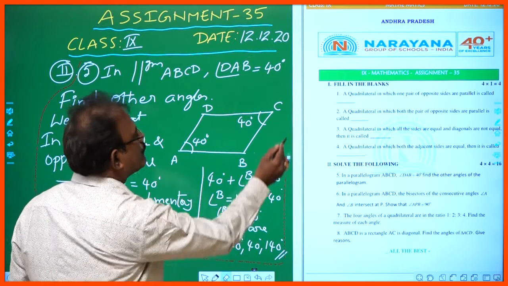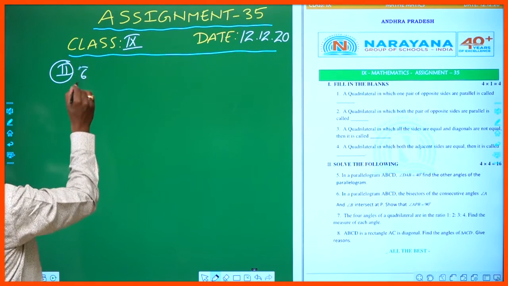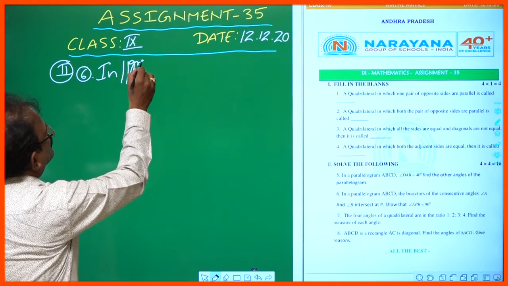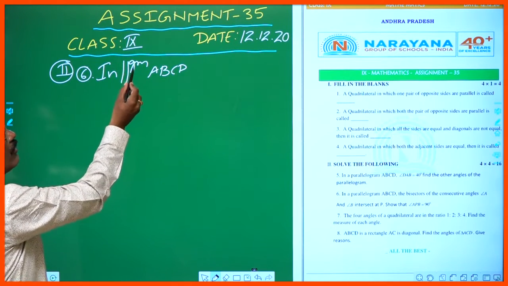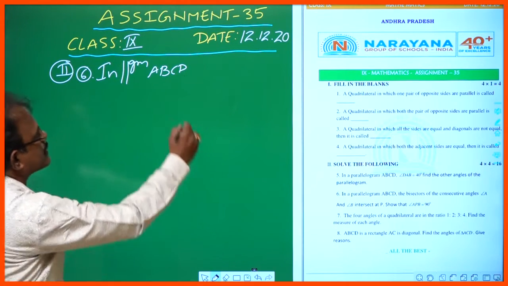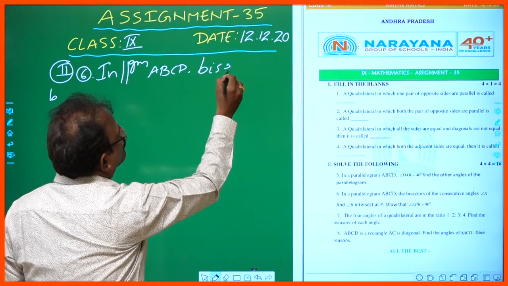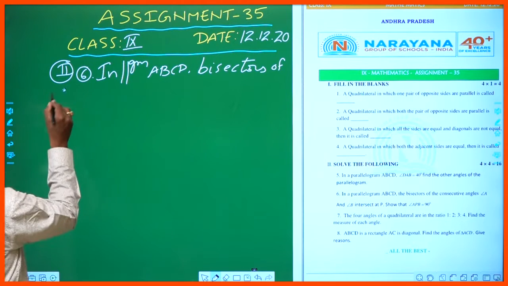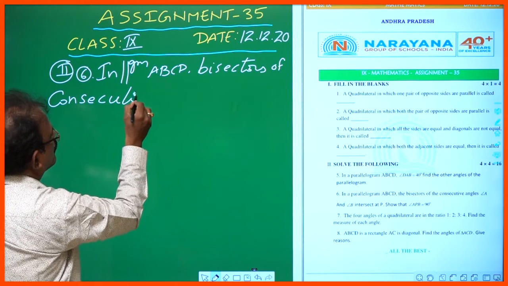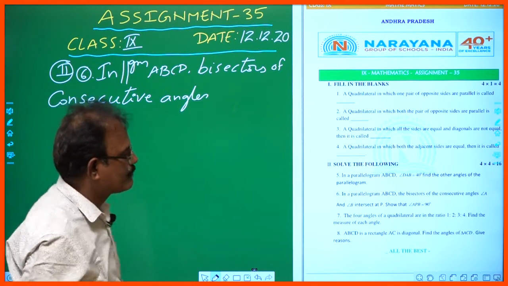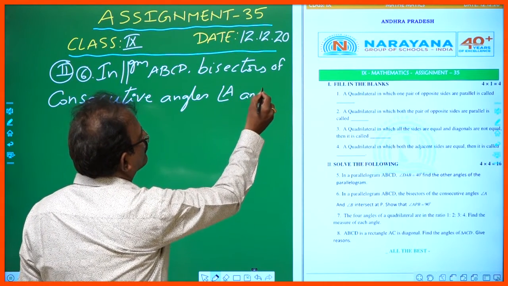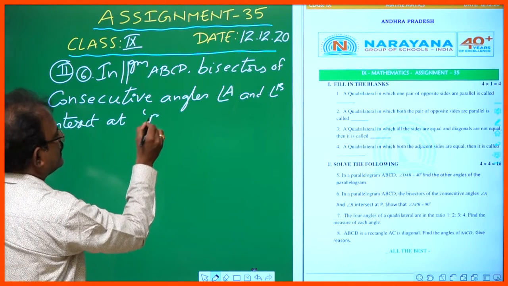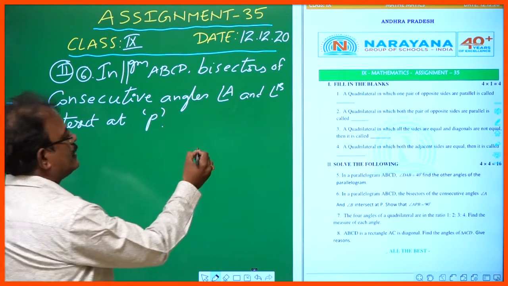question number 6. In a parallelogram ABCD, this is the symbol for parallelogram, the bisectors of consecutive angles, angle A and angle B, intersect at P. Let us see the diagram according to the data one by one.